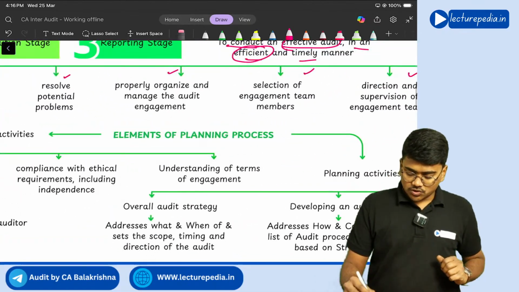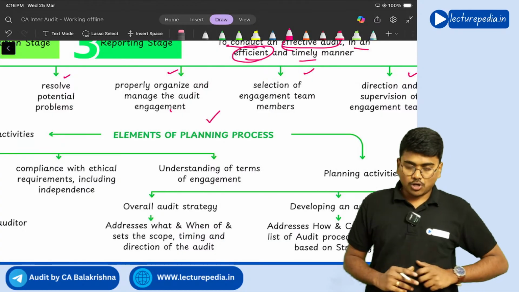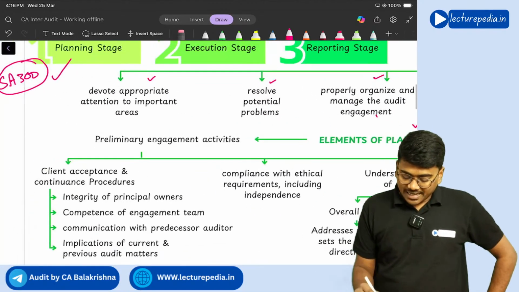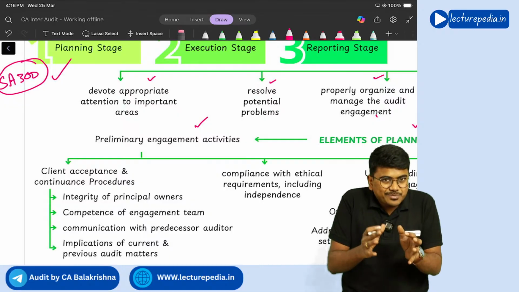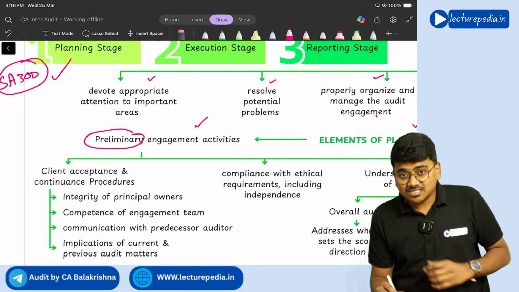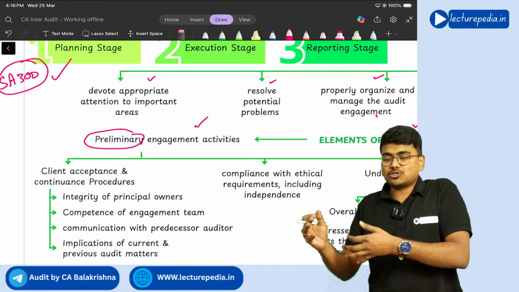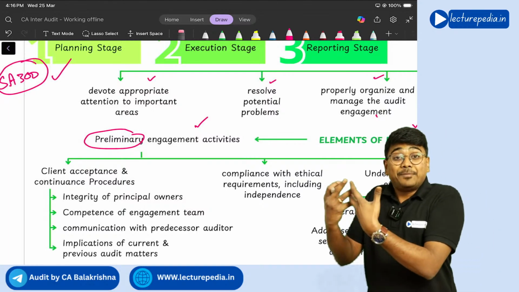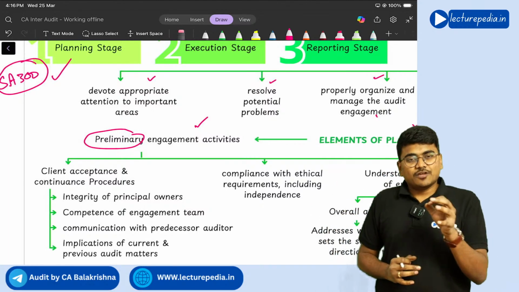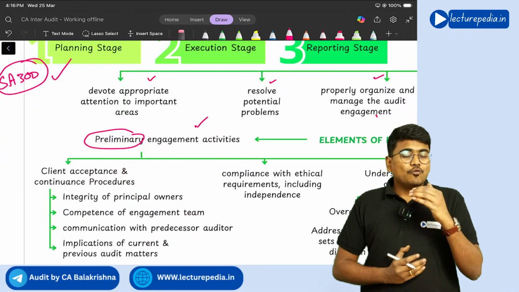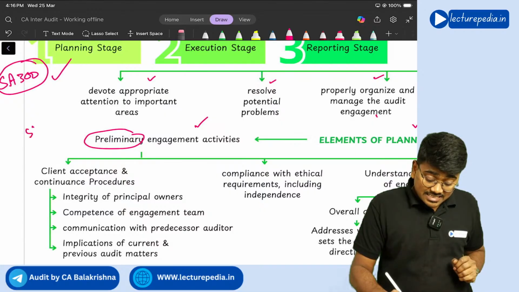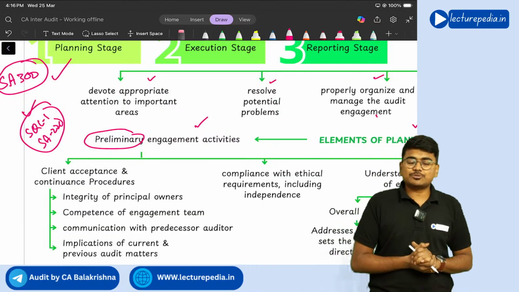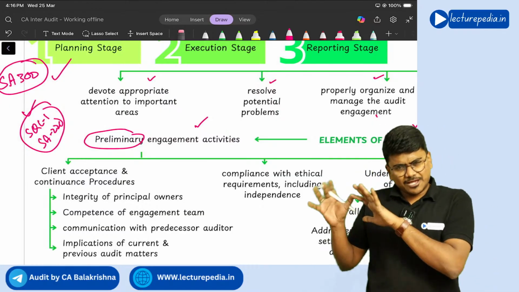Next, elements of planning process. So in the elements of a planning process, firstly we have preliminary engagement activities. Preliminary means before accepting the engagement or starting the engagement, you will conduct certain activities. They are known as preliminary engagement activities. We will also be discussing them in SQC1 and also SA-220. We have discussion of these preliminary engagement activities even in those standards. Same points will be there here also.